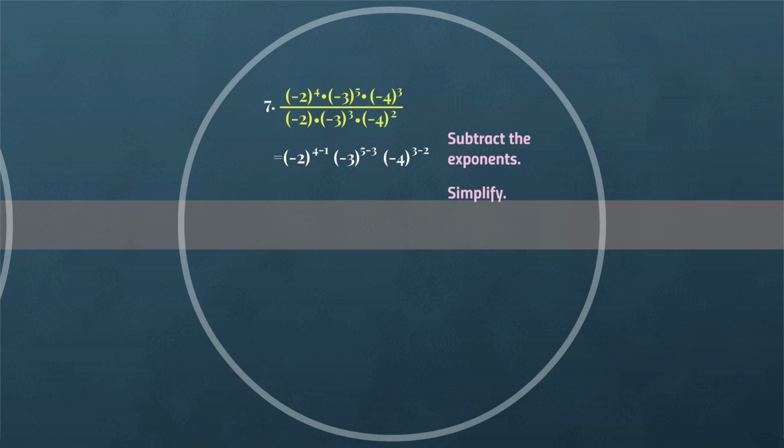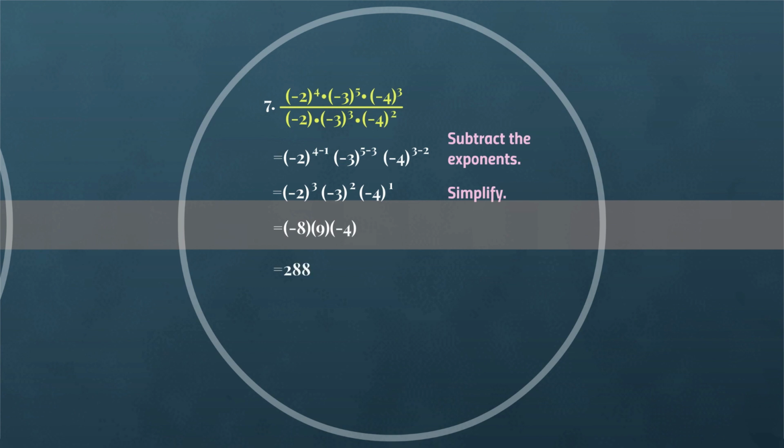Simplify that by subtracting the exponents of the common bases, and we have the expression negative 2 cubed times negative 3 squared times negative 4 raised to the 1. You know what's next, right? Of course, simplify. First, we'll start with the exponents. After simplifying the exponents, we're left with negative 8 times 9 times negative 4. Now we just need to multiply, and that's it.